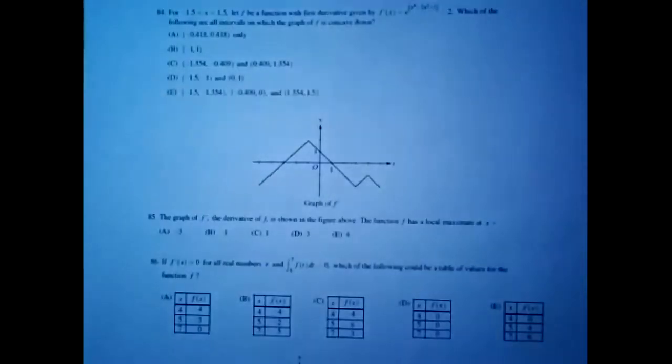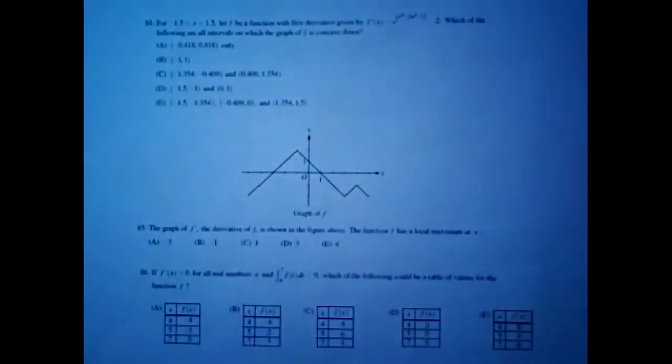All right, number 84. For the interval negative 1.5 to positive 1.5, let f be a function with a first derivative given by, and then they give you that awful thing. Which of the following are intervals where the graph of f is concave down? They ask a lot of stuff on this. Concave down is where your derivative is decreasing. So what we want to do is type this in and look for where it is decreasing.